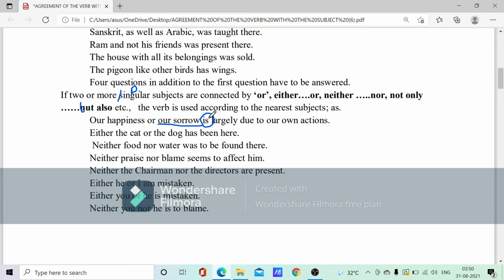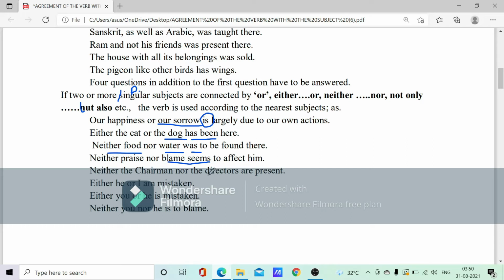What is very important for you to understand is to find the nearest subject of the word, and you have to apply the verb according to the nearest subject. See here: either the cat or the dog, then the nearest subject is dog, and you have to apply has been according to dog. Neither food nor water, then you have to apply was according to water. Neither praise nor blame, then you have to apply seems according to blame.